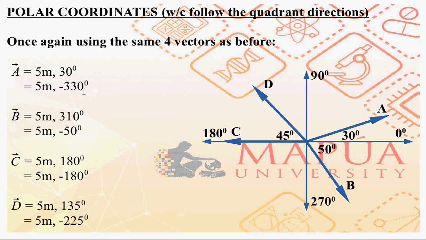Next, we have vector B. For vector B, the angle is 50 degrees in the clockwise direction. That's the negative angle direction, you will recall. So the angle direction of vector B is negative 50 degrees. So vector B is 5 meters and the angle is negative 50 degrees. In terms of the positive direction, 360 minus 50 gives you 310 degrees. So 90, 180, 270 plus 40 will give you 310 degrees. So vector B is 5 meters and the angle is 310 degrees.